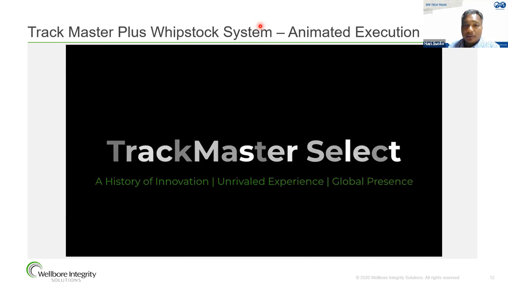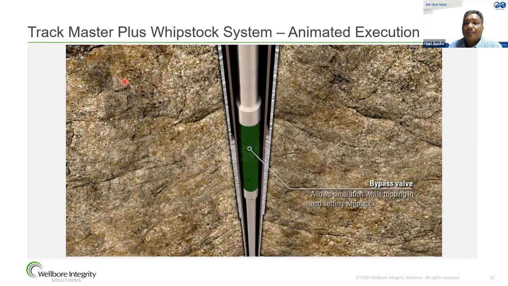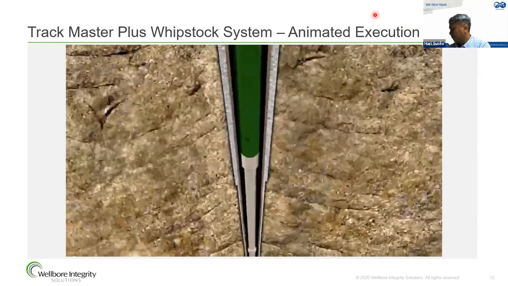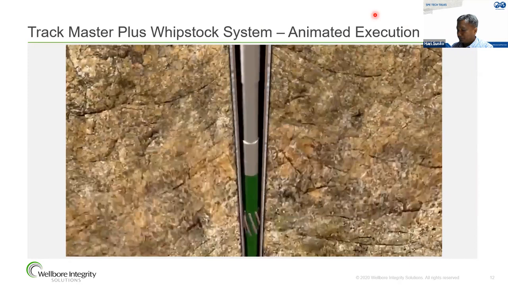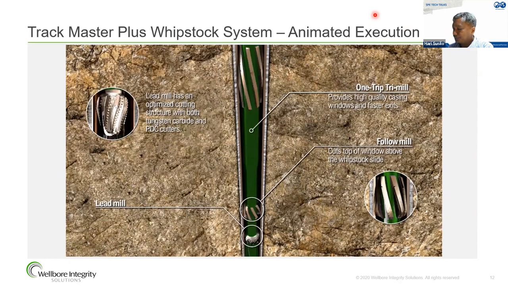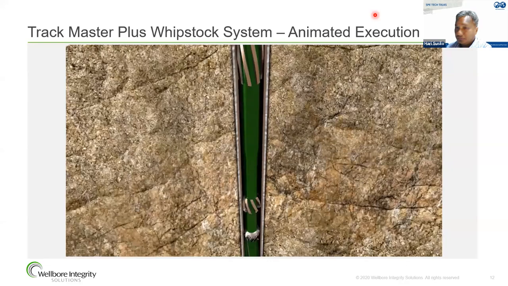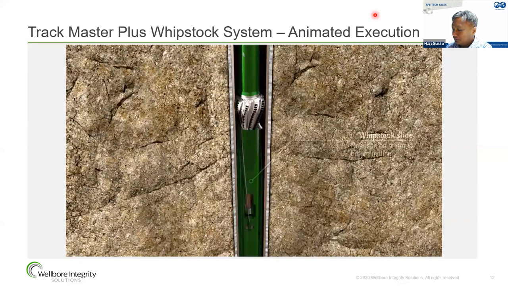The Trackmaster Select whipstock system running assembly includes a bypass valve and a running tool to ensure that circulation is controlled during the orientation and hydraulic setting process. A transition joint is also included for flexibility during milling. The modular one-trip milling system provides bi-mill, tri-mill, and quad-mill configuration options to address a wide range of conventional, advanced, and specialized sidetrack applications. Mills include both high-quality tungsten carbide and PDC cutting structures.